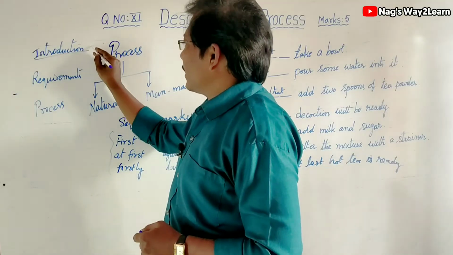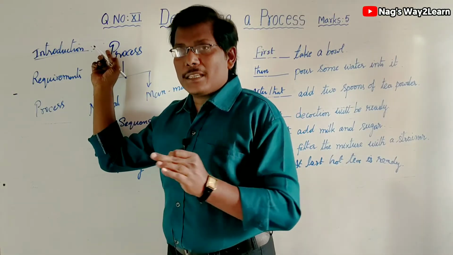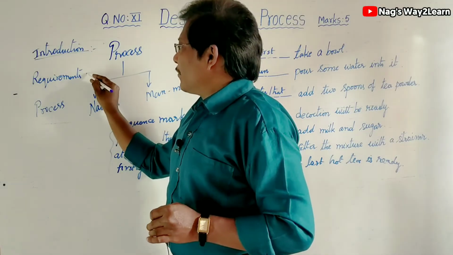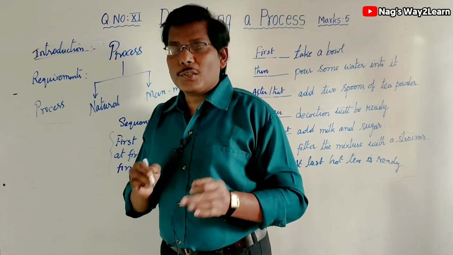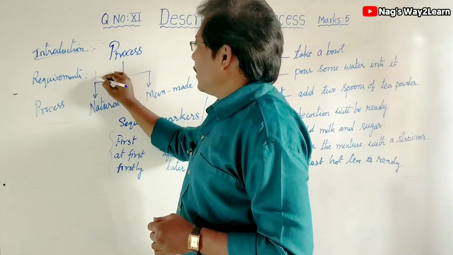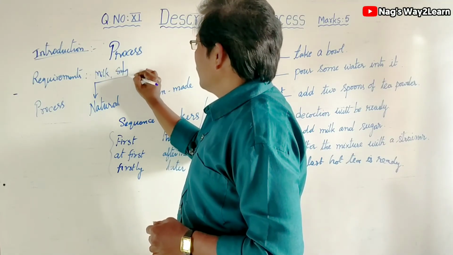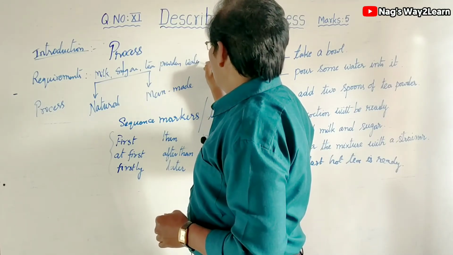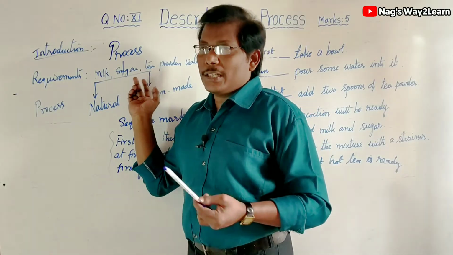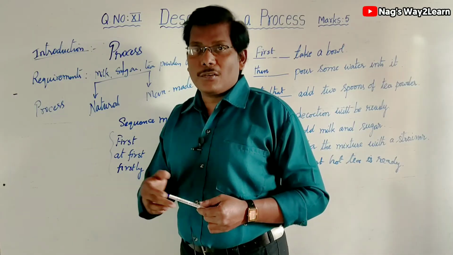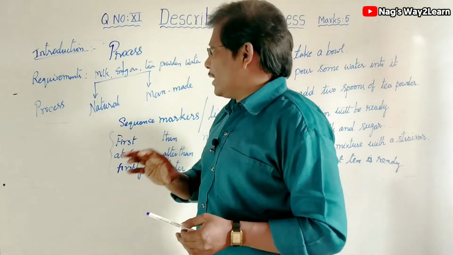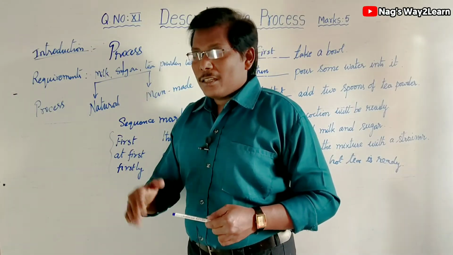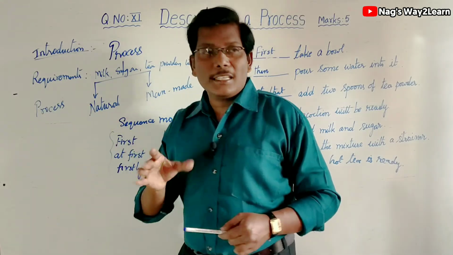So in introduction you can write describing the process of making tea. You write like this. Then requirements. What are the requirements to prepare tea? So the requirements are milk, sugar, tea powder, water, etc. You need not write gas stove and lighter. Okay, the main requirements are milk, sugar, tea powder and water. These are the requirements. Next, in the next side heading, you can write this paragraph.